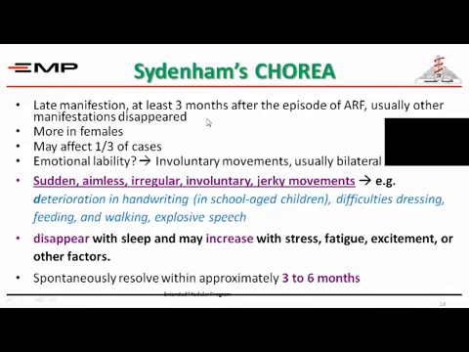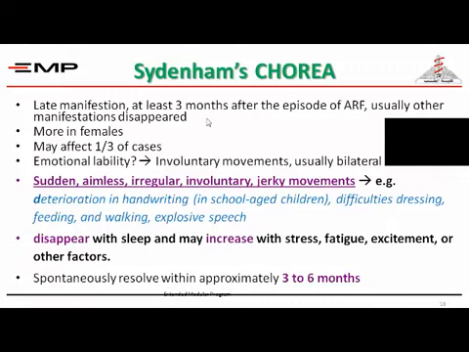Sydenham's chorea is a late manifestation. It can occur 3 to 6 months after the episode of acute rheumatic fever. Usually all other manifestations will have resolved and the chorea will just appear. It's more common in females. Usually there is some emotional lability. I mean, the girl or the boy can cry easily or become sad or happy easily. There are sudden, aimless, irregular, involuntary, jerky movements.